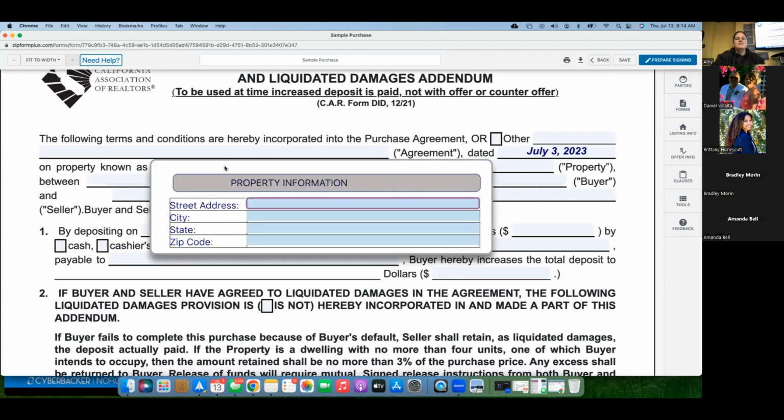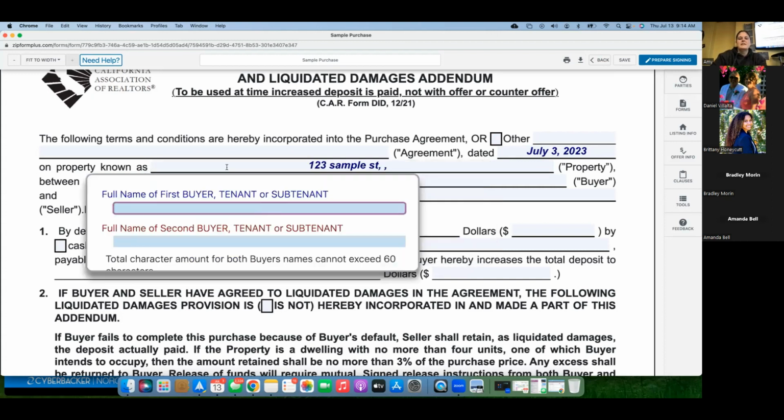Okay, your property address is going to go in here. It should automatically populate because you should already be in contract. And then your buyer's names are going to go here.